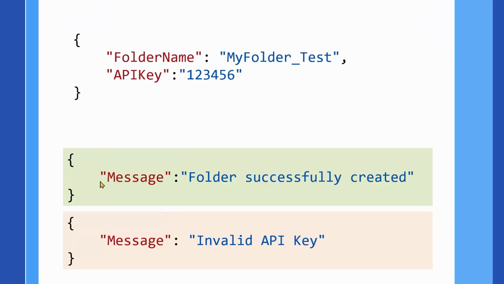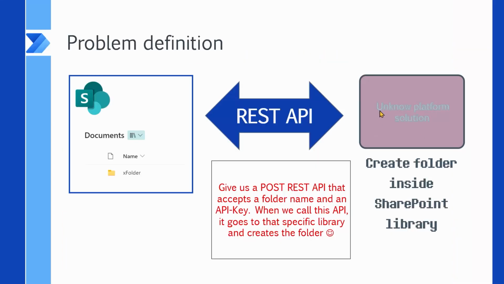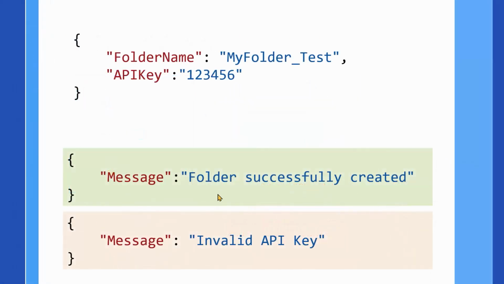The return schema is going to be just one message. It's going to tell you either the folder is successfully created or it says invalid API key. So basically the requester sent a wrong key. So he or she or it is not authorized. I really don't know the right pronoun for this guy, but this is the caller. This app, this solution, this service should produce that key so that REST API will authorize the folder creation.